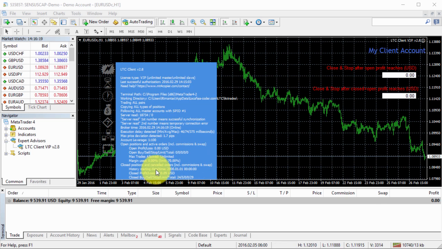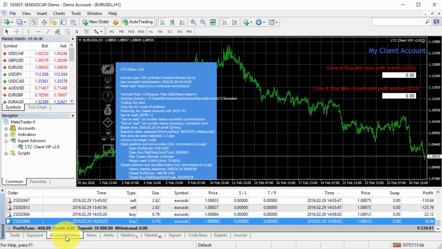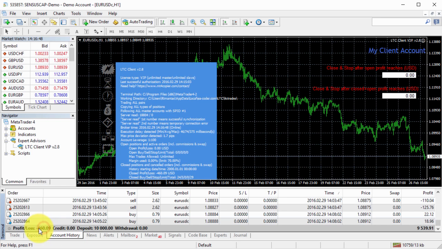So right here we can see that EA is calculating all closed position profit and loss using the history starting at date and time from 2000 January 1st. And right here we can see that closed profit and loss is negative, it's a loss of $460. So if we switch to account history, we can see the same. It's minus 460.